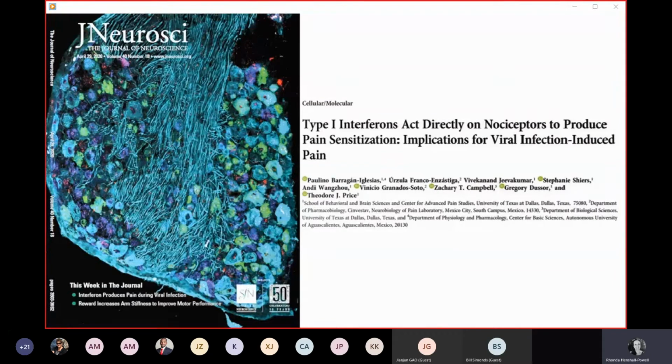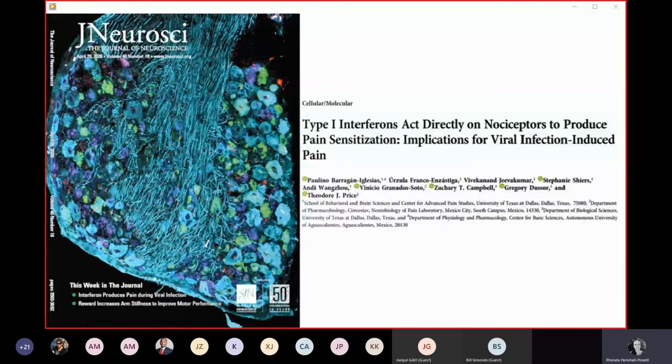So we are interested in lots of different mechanisms involved in pain generation. And I think most people are aware that one of the first symptoms that most people get when they have a viral infection is body-wide aches and pains. And those body-wide aches and pains often come about before people get a fever.